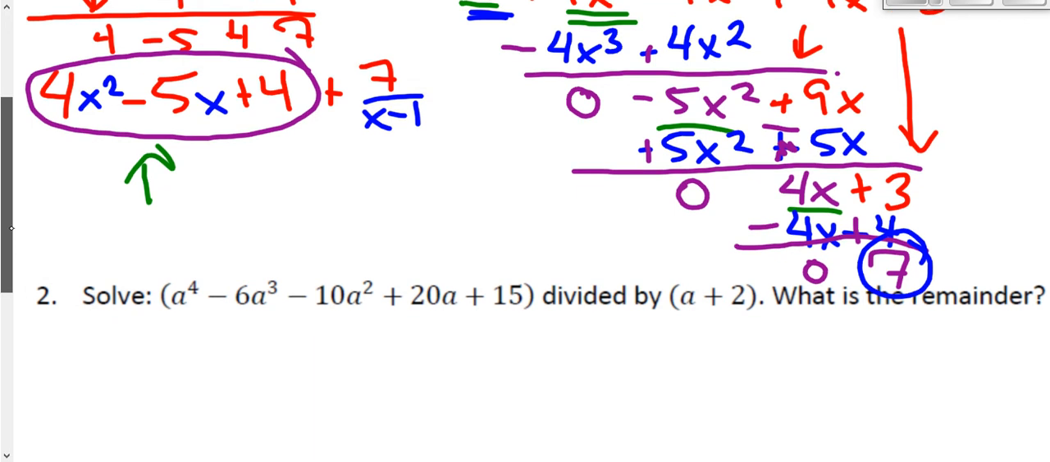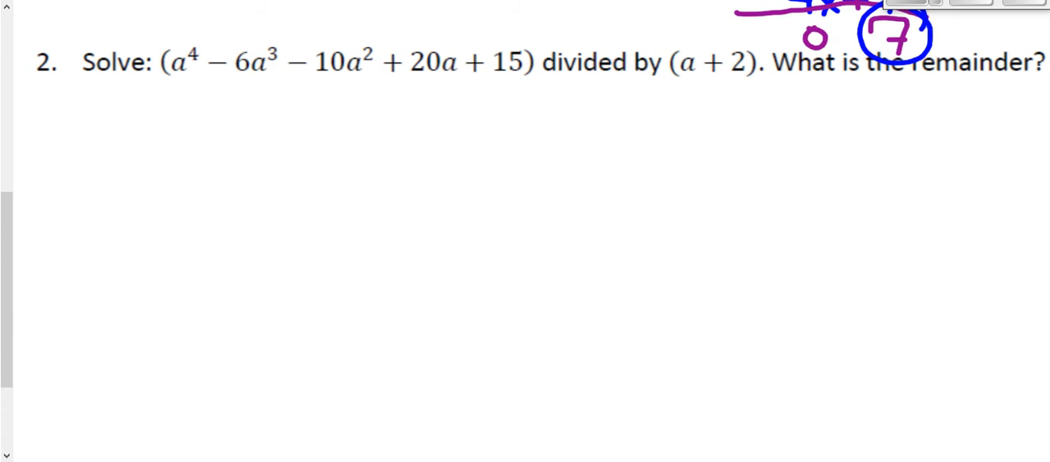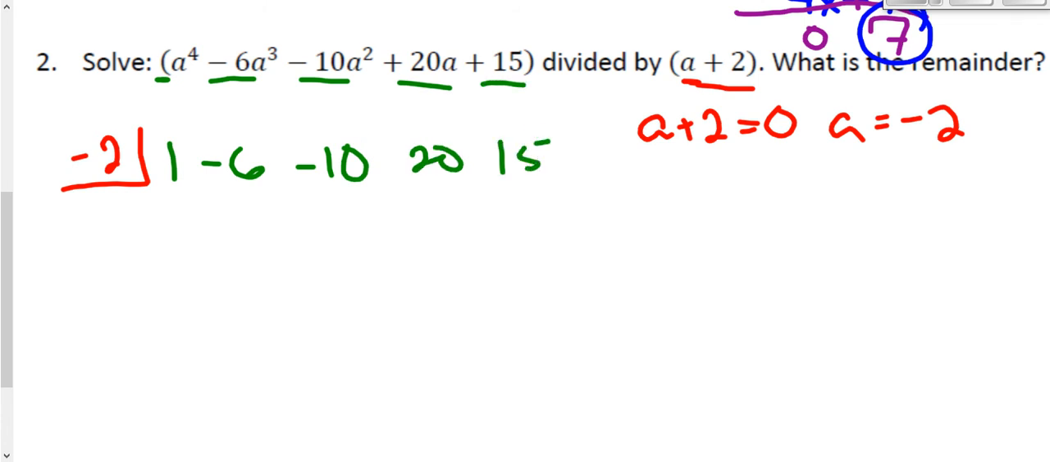Let's go ahead and take a look at question 2. This time I'm only going to use synthetic division because, again, it is much faster. So for question 2, the thing we're dividing by has a, which is to the first power, and has a coefficient of 1. So I can use synthetic division. So I'm going to go ahead and take my a plus 2 and set it equal to 0 to find out what number is going to go in the top left corner, and it's going to be negative 2. So negative 2 goes in the top left, and then I take my coefficients, 1, negative 6, negative 10, 20, and 15, and I'm going to go ahead and use synthetic division.